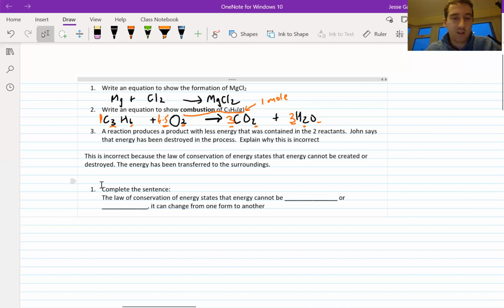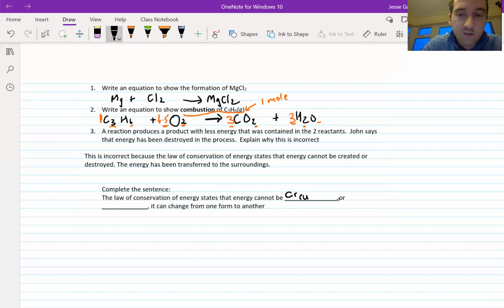Right, complete the sentence. The law of conservation of energy states that energy cannot be, right, so what is this going to be? This is going to be created or destroyed. So it cannot be created or destroyed. It can change from one form to another. So that's what you should have had.